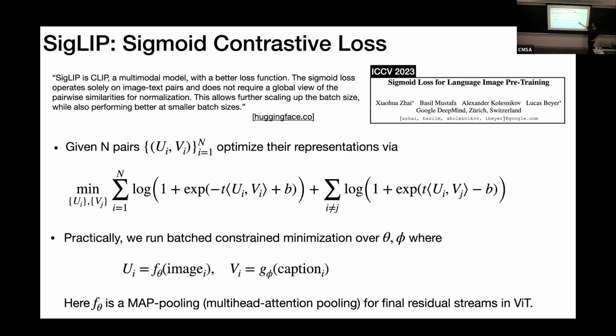One remark is that here I wrote it as the minimum over the representations themselves, the U_i and V_j representations. Of course, what's actually happening, as I mentioned before, is that you're optimizing over the neural net parameters. But for our purposes, much of the analysis can be done just thinking about the representations themselves. Okay.